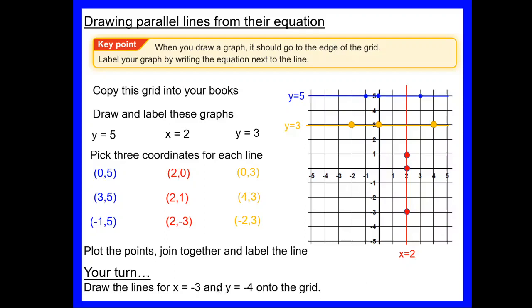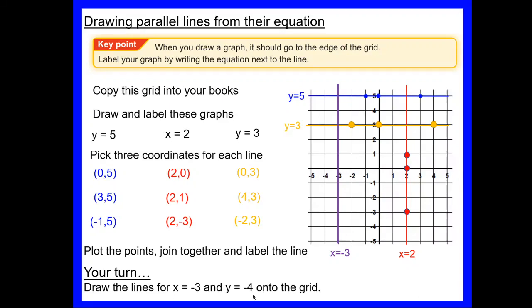Okay, so for the first one then, you could have chosen any 3 points as long as the first value in your brackets is -3. So you could have had (-3, 0), (-3, 1), (-3, 2), etc. But your line should be here. It should be a vertical line going down. You should have labelled it x equals -3. And to check, it's going through the x-axis. This is our x-axis at -3.